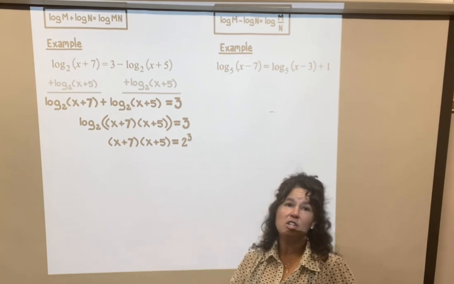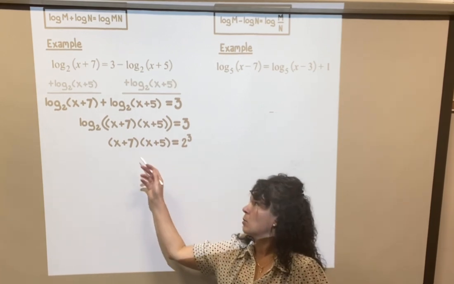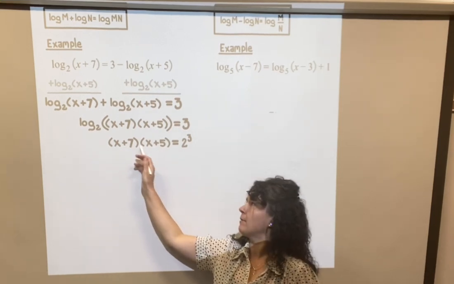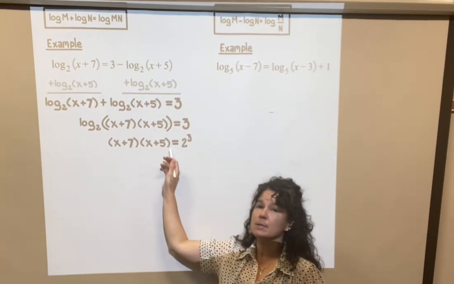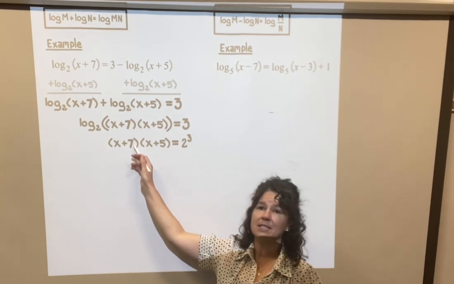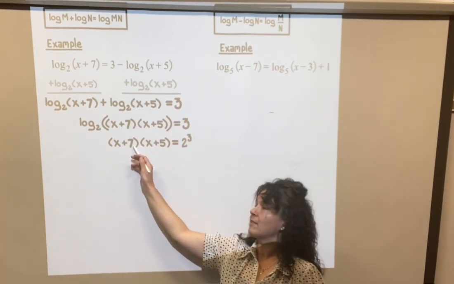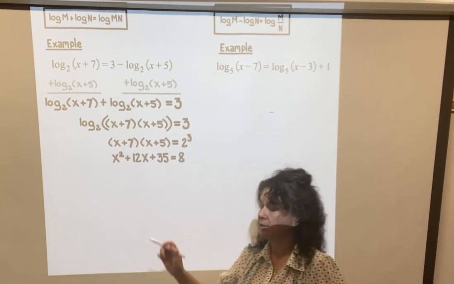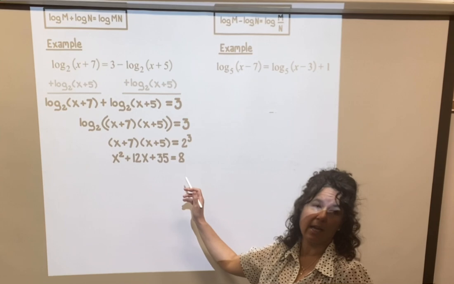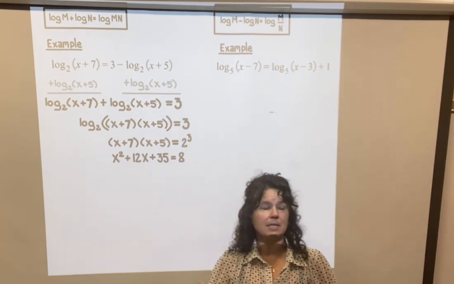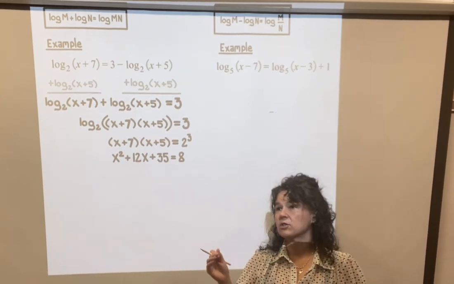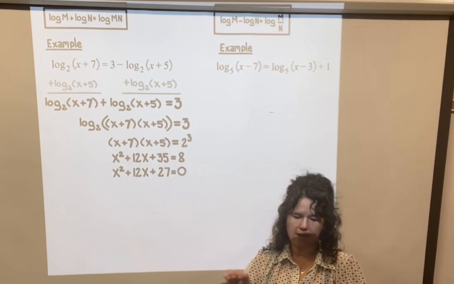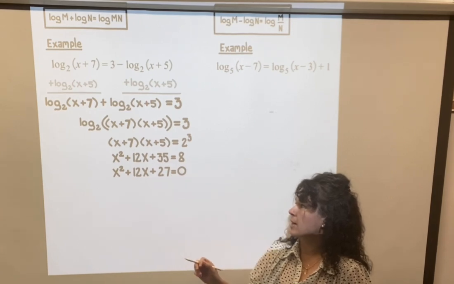Okay, now we have an equation to solve, and we want to multiply these together. So if I FOIL, I'm going to have x squared, and then x times 5 is 5x, and x times 7 is 7x. So 5x and 7x make 12x, and 7 times 5 is 35, and then 2 times 2 times 2 is 8. We're going to move everything to the same side equal to 0 so that I can either use the quadratic formula or factor. Most of these you're going to be able to factor. So I subtracted over 8.